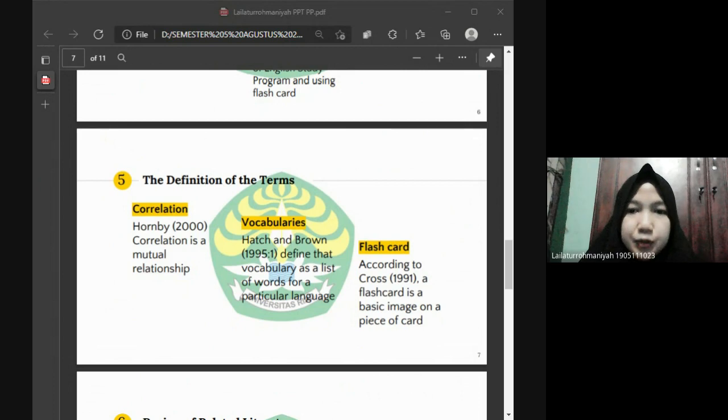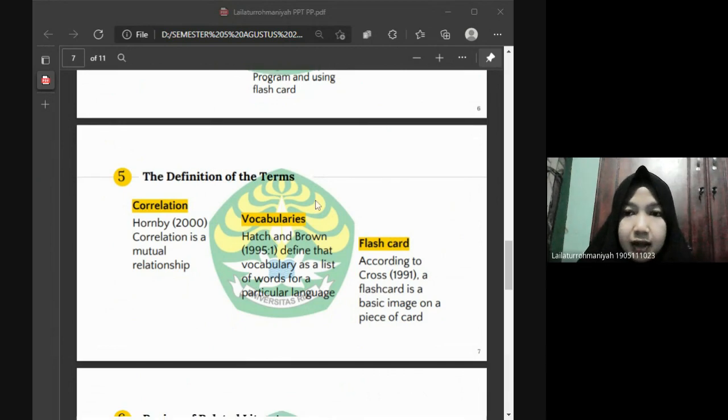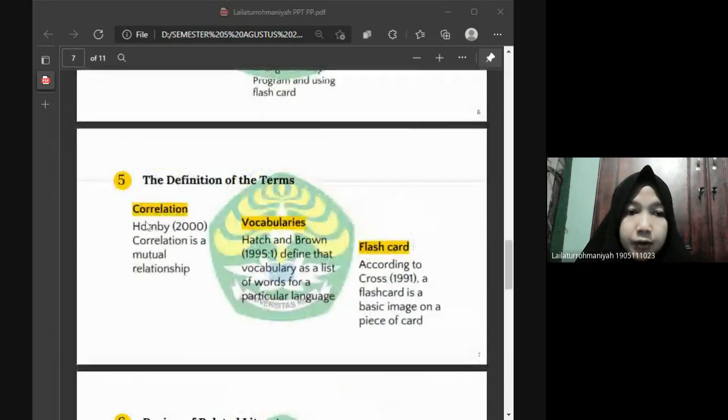Okay, continue. Vocabularies. Hatch and Brown state that vocabulary is a list of words for a particular language, or a list or set of words that an individual speaker or language might use. Vocabulary itself is the collection of words that an individual knows and learns. And then the last one, flashcard itself. According to Cross, a flashcard is a basic image on a piece of card or paper that is commonly employed as an educational tool.